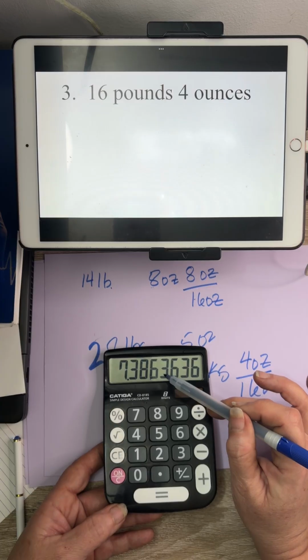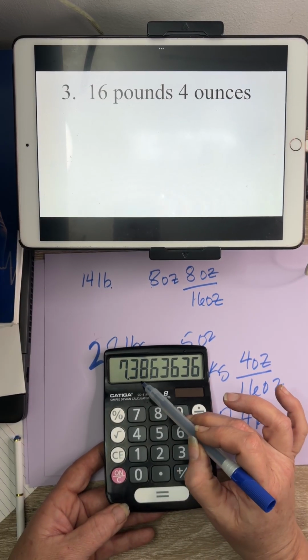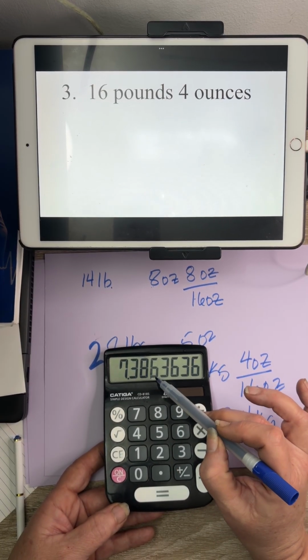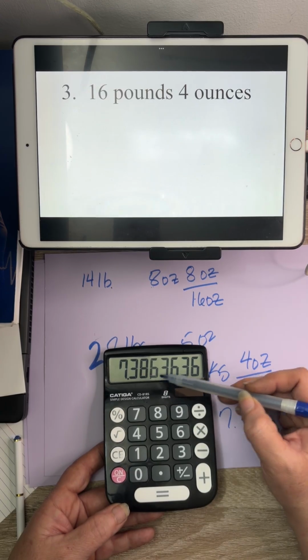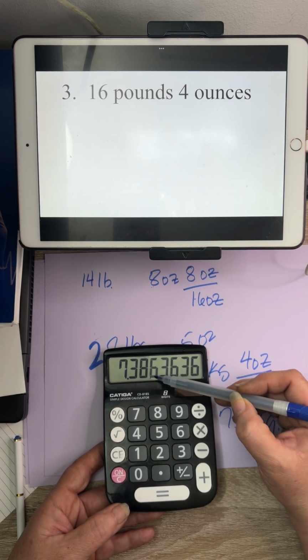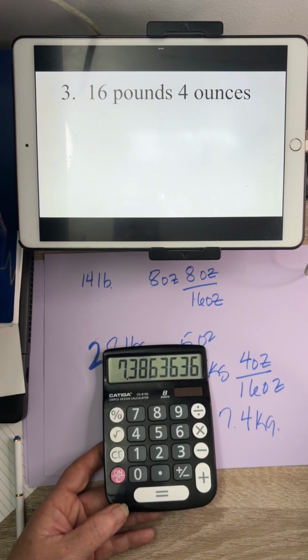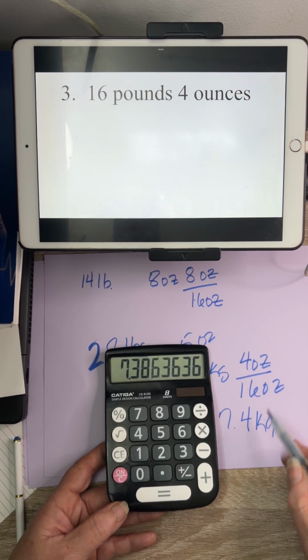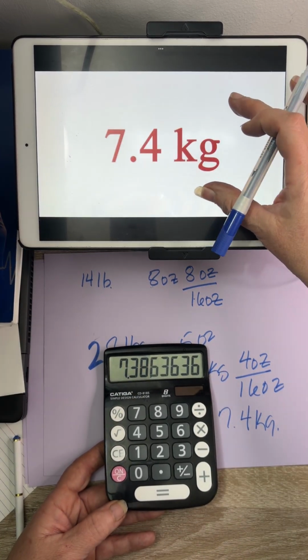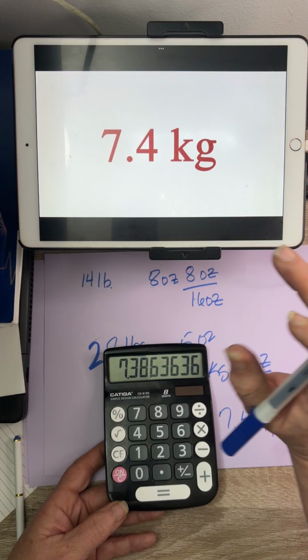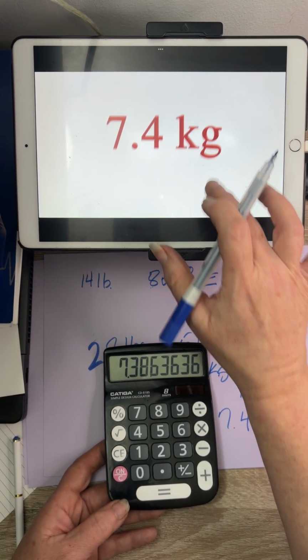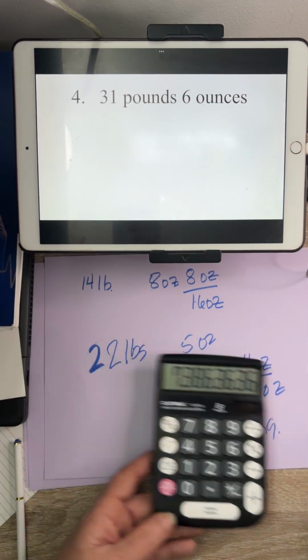If she tells you to do it to the hundredth, then you're going to look at the second place, and that's 6. If it's 5 or higher, then the number in front of it goes up 1. So that 6 would make that a 9. But look, we still saved him. Yeah, we did. All right.